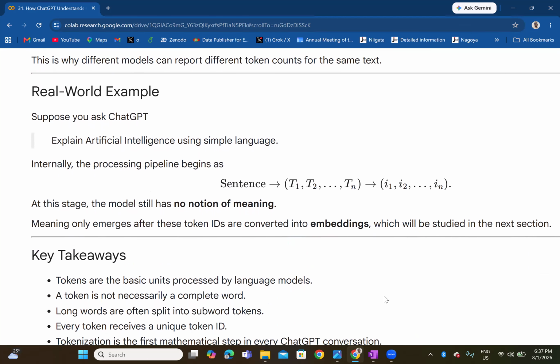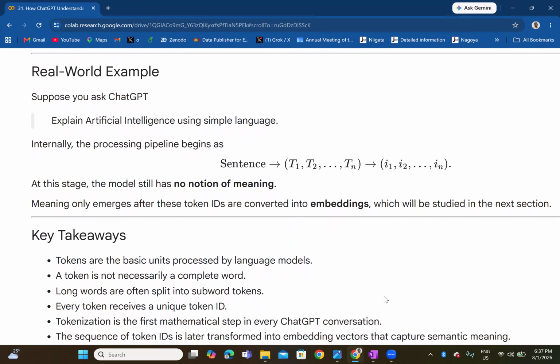Now, a real world example. Suppose you ask ChatGPT, explain artificial intelligence using simple language. Internally, the processing pipeline begins like this. You have the sentence broken down into tokens from T1 to Tn with token IDs I1 to In. At this stage, the model still has no notion of meaning. Meaning only emerges after these token IDs are converted into embeddings, which will be studied in the next section.